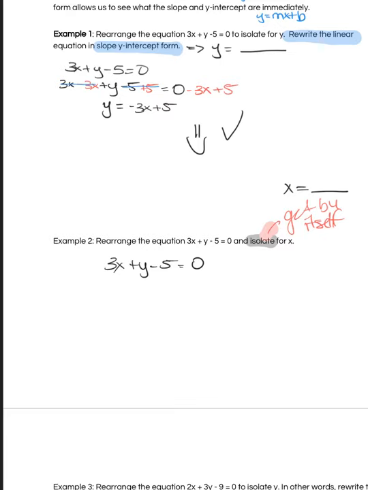So everything that's not an x is going to go over to the right-hand side. All of my x's are going to stay on the left-hand side. So if I'm looking here, I need to get rid of this y, and I need to get rid of this negative 5. So I'm going to rewrite my 3x. I'm going to rewrite my plus y. But to get rid of y, to undo it, I need to subtract it. To undo my negative 5, I'm going to have to add it.